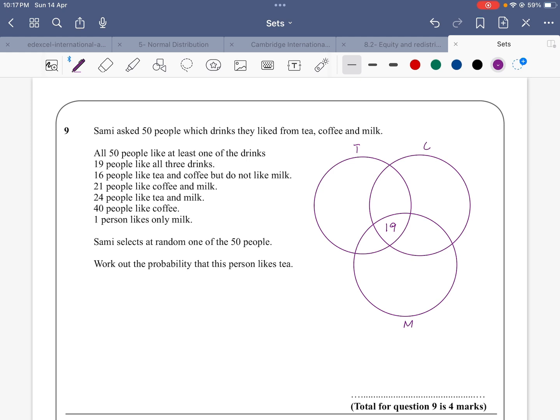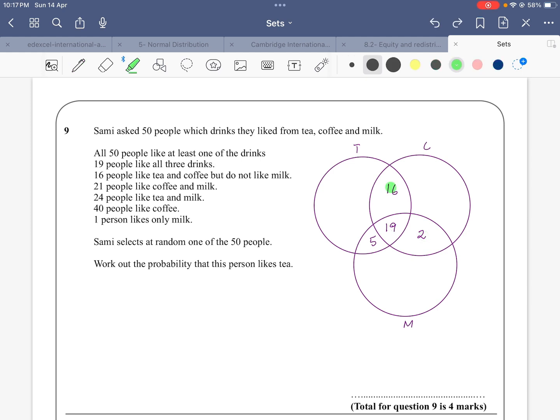16 people like tea and coffee but not milk, means here. 21 people like coffee and milk, means this plus this, because this is also part of coffee and milk. So we will write 19 plus 2 is equal to 21. 24 people like tea and milk, means this and this. So this is going to be 5.